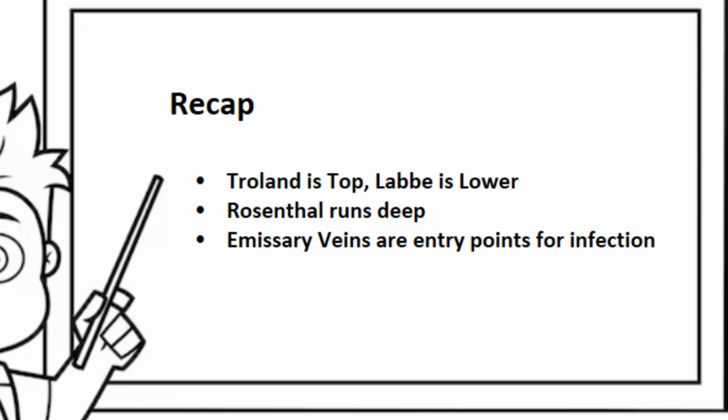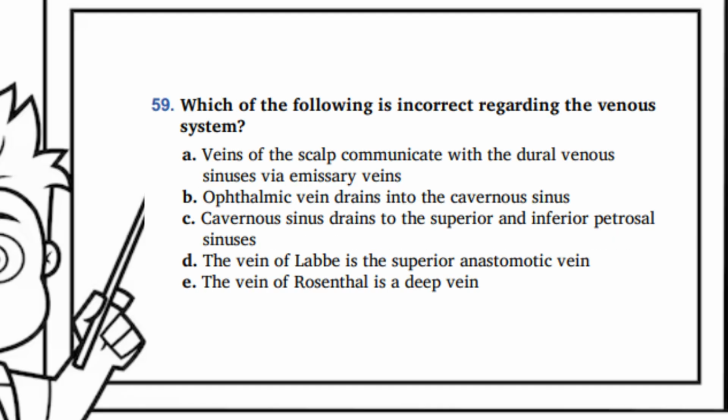Let's do a quick recap. Remember, Trolard is top, Labbe is lower, Rosenthal runs deep, and emissary veins are entry points for infection. So, back to our question. I am pretty sure option D sounds like a very big lie to you. It's obvious, right? Labbe, lower, inferior. Option D is the incorrect option.